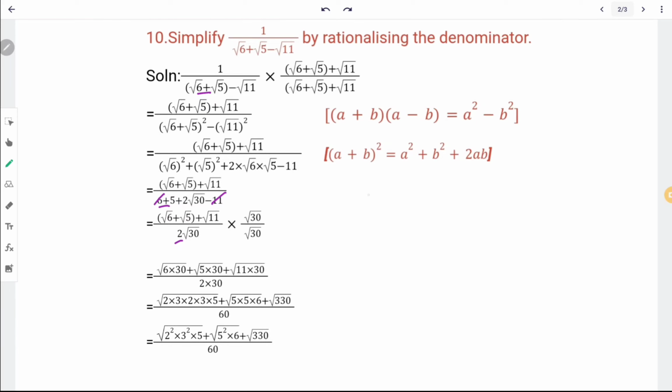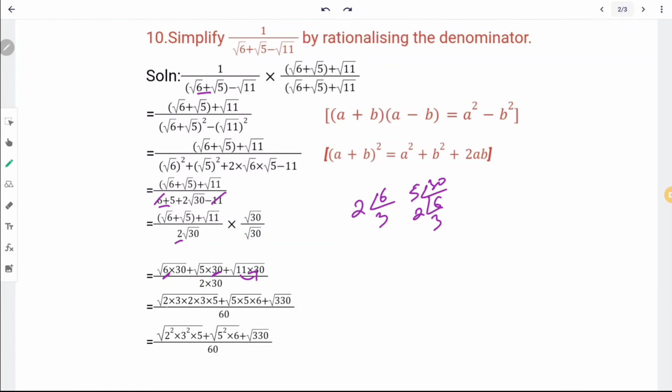Now this 6 can be written as 2 into 3, right? And 30, if you look here, 5 times 6 is 30, then 2 times 3 is 6. So in place of writing 6 into 30, can I write it as 2 into 3 into 2 into 3 into 5? We can write it down. Same thing I'm going to do with this 30 here again: 30 can be written as 5 into 6. This 5 is already there, then this 30, 5 into 6. And the next, 11 into 30, because there's nothing common, we can't do anything, so just multiply them. We're going to get root over 330.